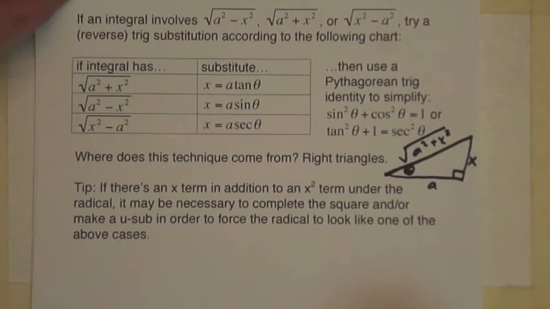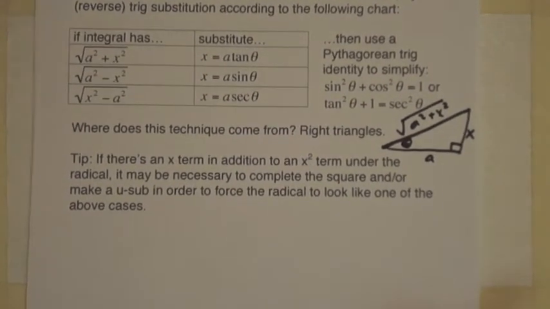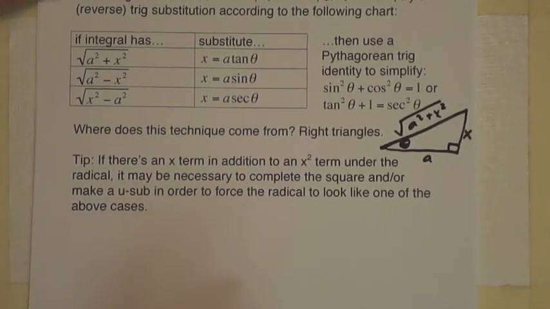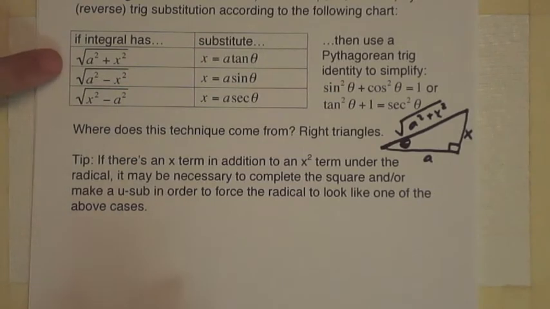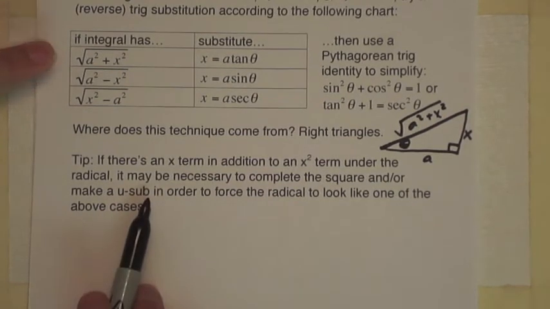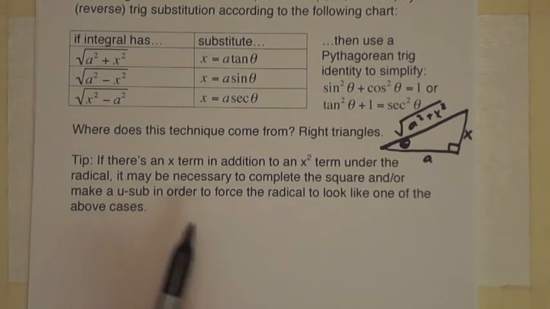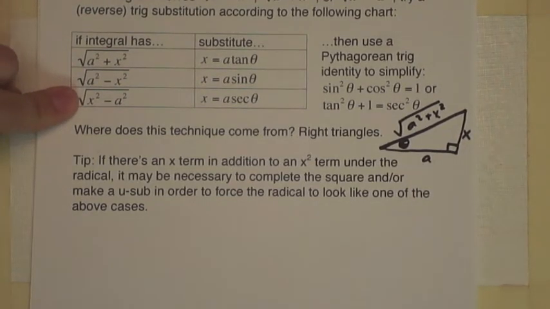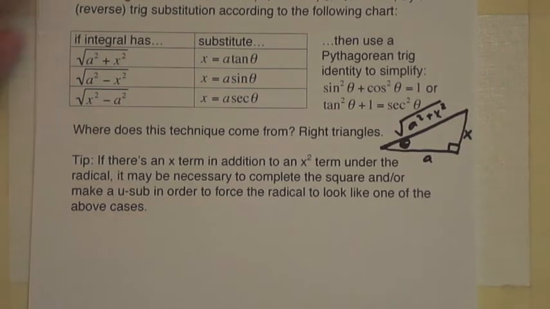One more little tip, a caveat about these integrals. Sometimes the radical doesn't look exactly like this. Sometimes there's an extra term involving just x in addition to an x squared term. In that case, you might have to do a little algebra, like completing the square or making some kind of u substitution or both, in order to force the radical to look exactly like one of these three cases. I'll do an example of that in a minute.